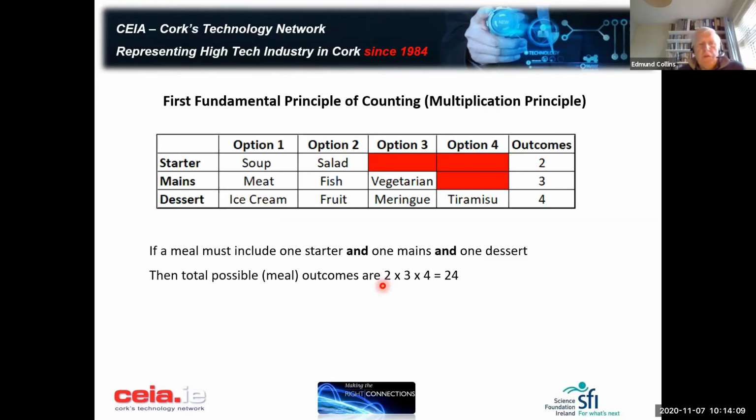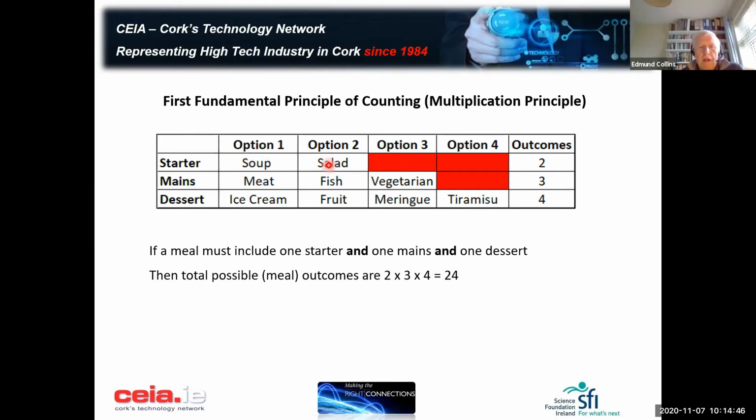So the first fundamental principle of counting, the multiplication principle. So this comes up quite a bit. You're going to be using this in problem solving. So let's say we have a hypothetical restaurant which only serves starter, mains and desserts, and there's limited options for each. So for the starter, you see there's option 1 and 2. There's only 2 starters, quite limited menu here.